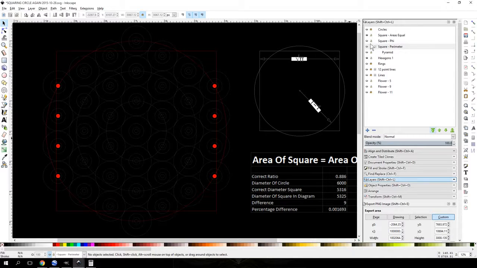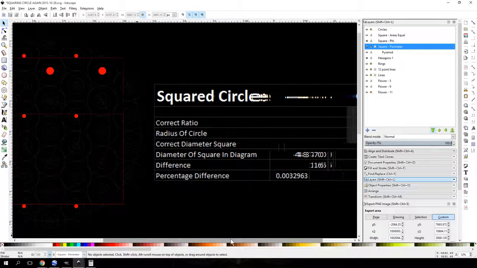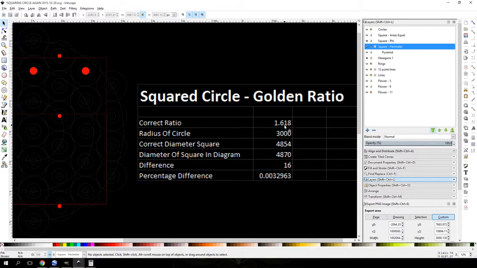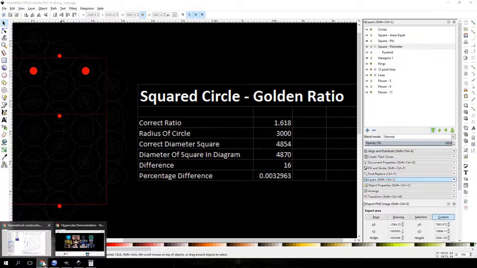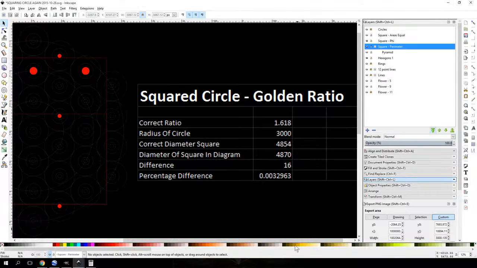Now let's take a look at the next one. This next one is regarding phi, and the correct ratio, as you know, is 1.618. The way that they get this, if we take a look at, for example, this site, the radius of the circle is considered 1, and the diameter of the square is considered the 1.618. So just keep that in mind when you take a look at what we're doing in the diagram here.